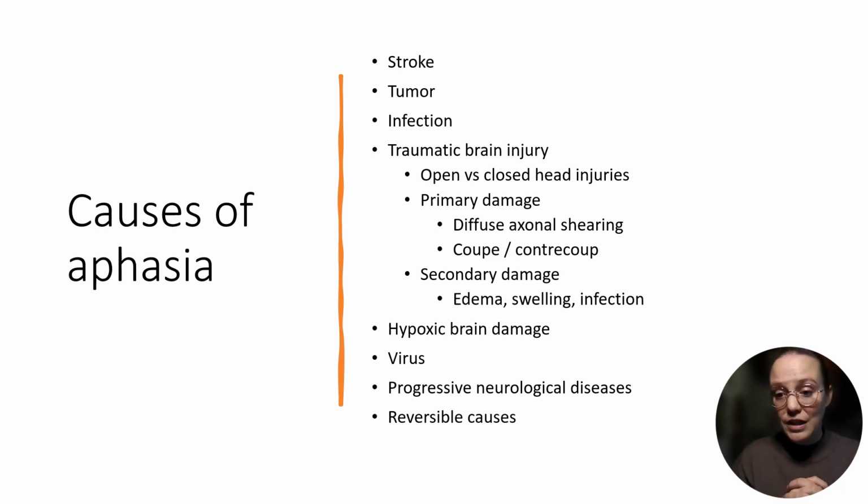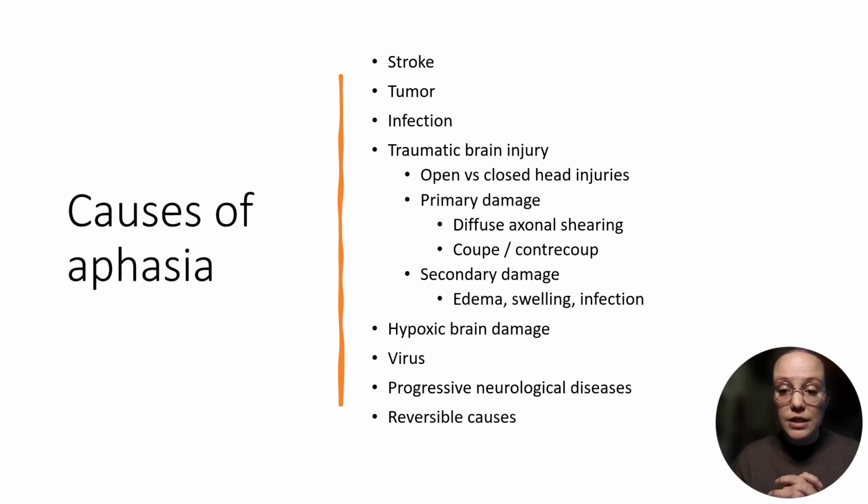The last one I want to mention here is there are some reversible causes of aphasia. One can be a medication. There are some medications out there, an example is one for epilepsy, that can cause an immediate change in the ability to produce language. It doesn't happen to everyone. It's pretty rare, but that's a reversible cause because you can switch the medication.